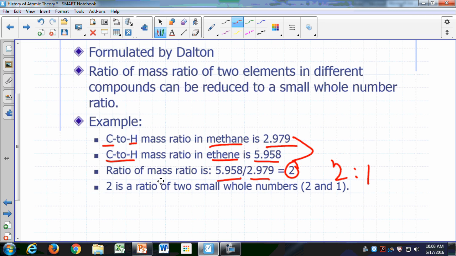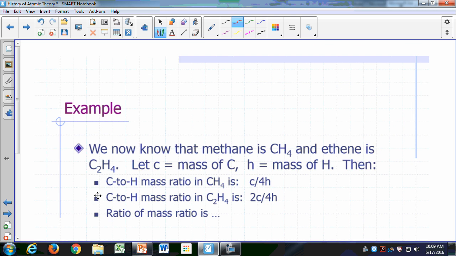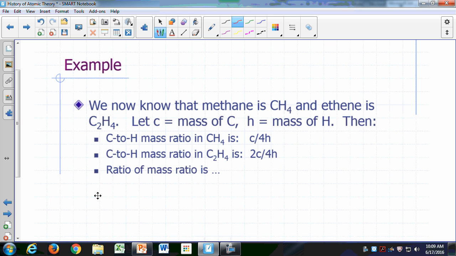So you're looking at a 2:1 ratio of the mass ratios. 2 is a ratio of two small numbers, 2 and 1. So that basically is what the law of multiple proportions says: the ratio of mass ratios of two elements in two different compounds is a ratio that can be reduced to a ratio of small whole numbers. So how do we explain that using Dalton's atomic theory?